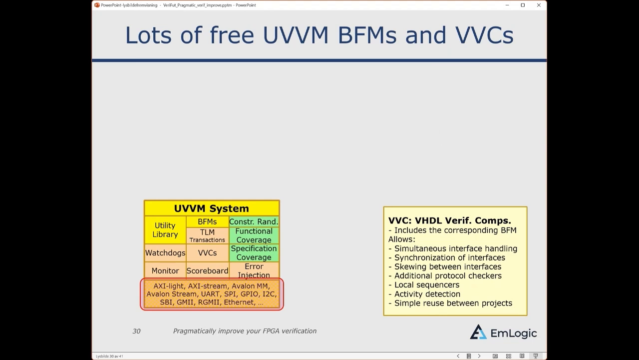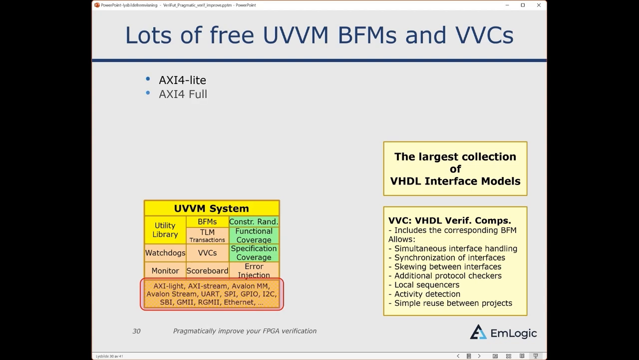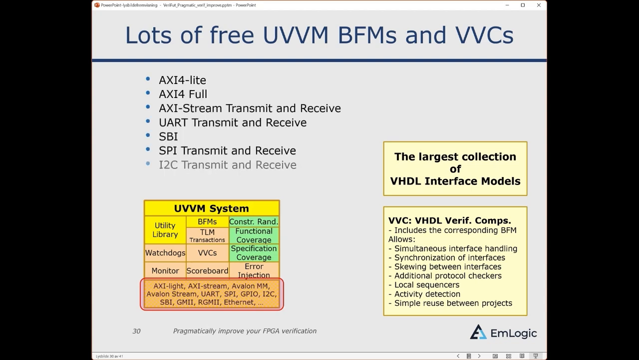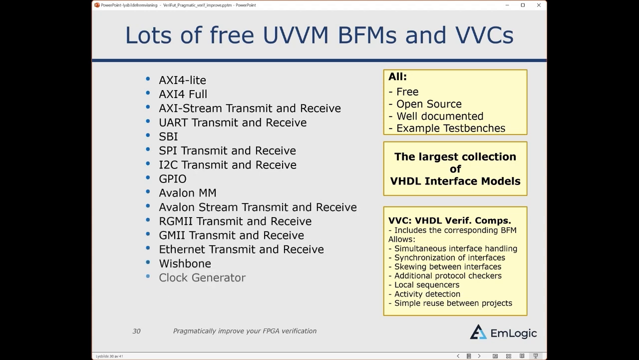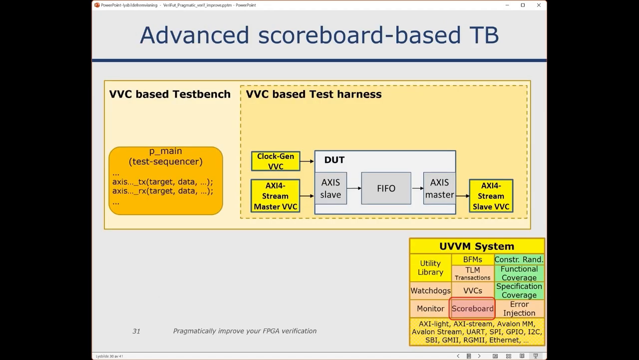So with the UVM, there are lots of free bus functional models and verification components, which include all the features I just talked about. It's the largest collection of VHDL interface models available. There's a list of all of them here. They are all free, open source, well documented, and there are example test benches for every single one of them. We have provided our maintenance test benches not as a part of the UVM repo, but as a part of the UVM supplementary repo. You'll find it in the same place.